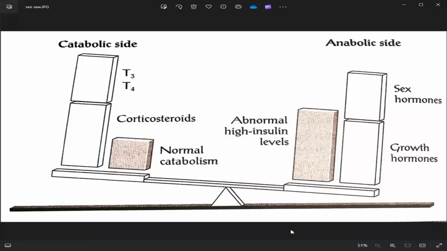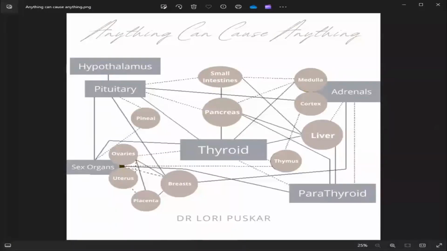And I want to go back and show you that now that you get a better understanding here. Here's the balancing act that we're trying to create. Let me see here. Good. This is what we're going back to. This is why anything can cause anything.